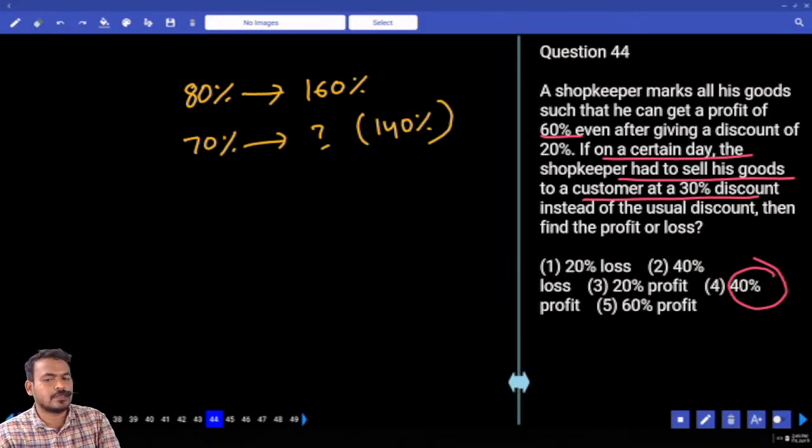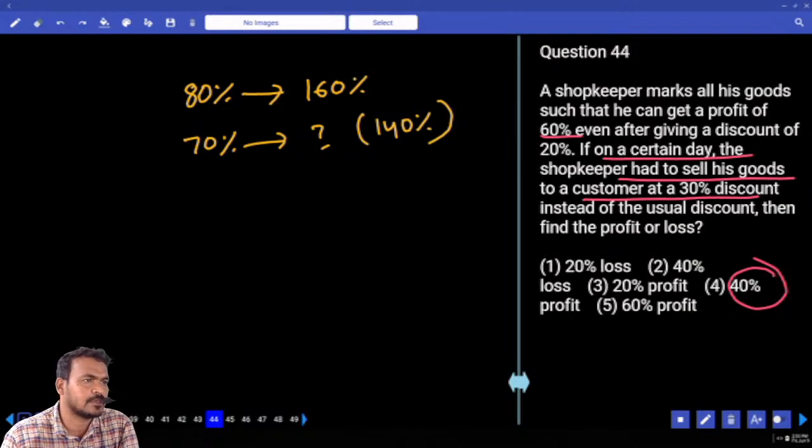80% of market price equals 160% of cost price. 70% of market price equals what percent of cost price? Means how much percent are we getting? 140. Means profit is 40%.